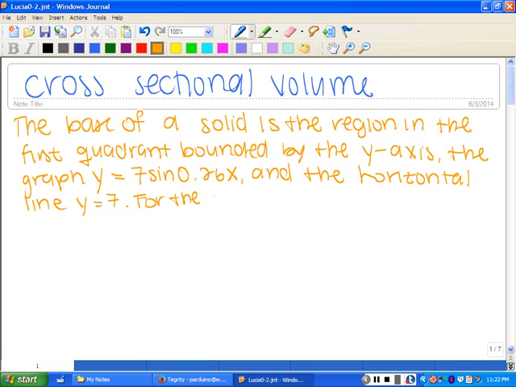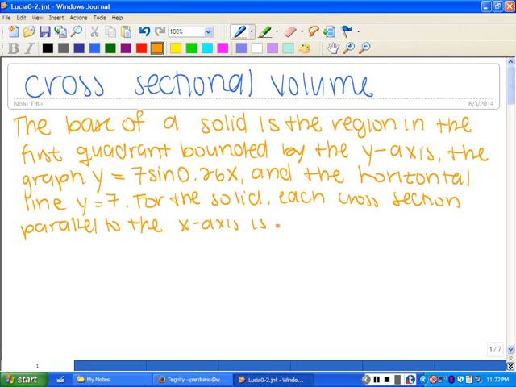For this solid, each cross-section parallel to the x-axis is a square. So, the big question now is, what is the volume?